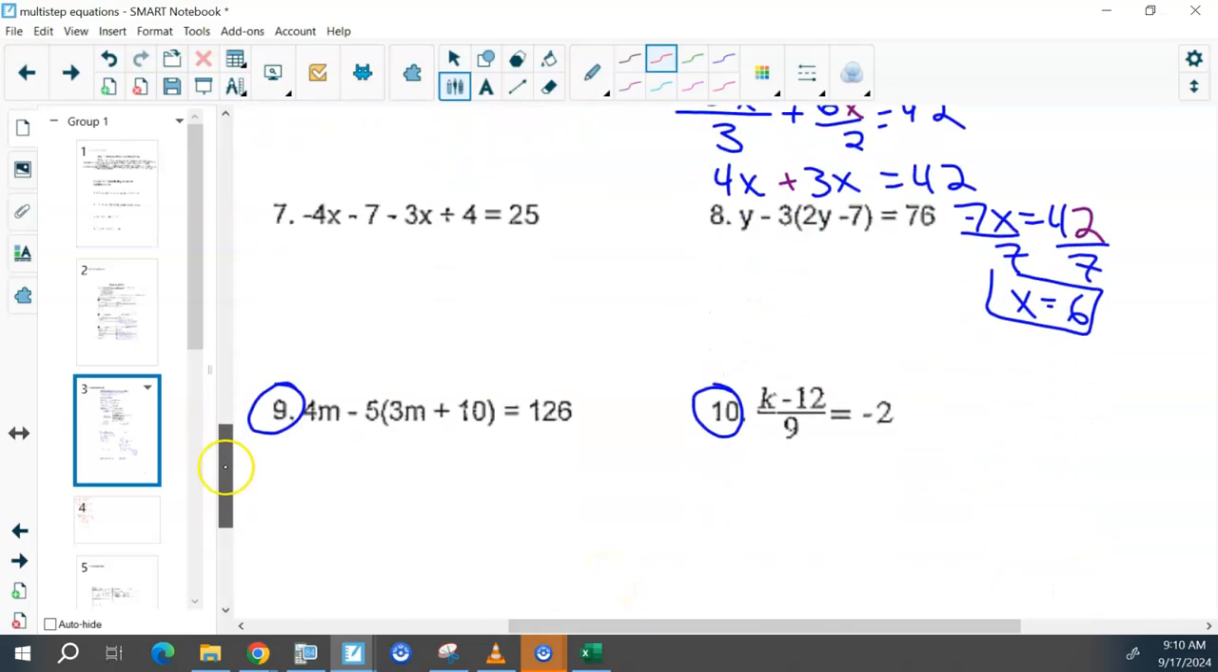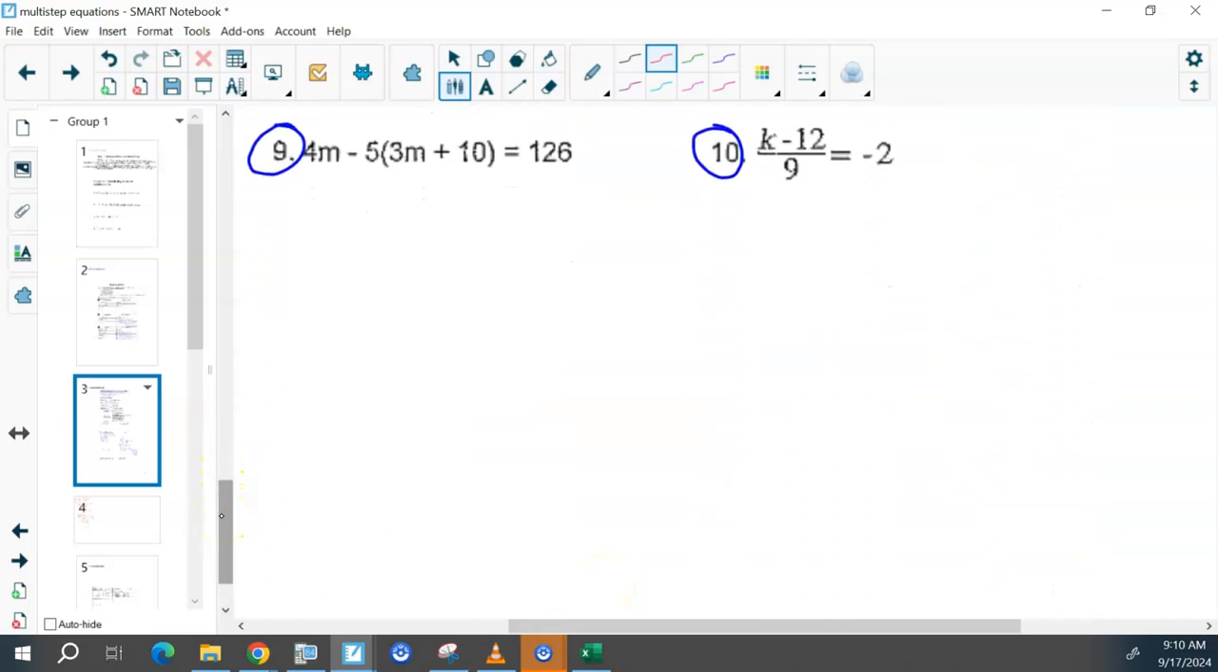We did 6, 9, and 10. So using our steps from above, it said if we can distribute, do that. We have something that's outside parentheses, so we're going to distribute that 5 to everything inside by multiplying. So we have 4m minus 15m minus 50 equals 126. And then we have like terms, so we can combine them, do exactly what it says. 4 minus 15 to get what? Negative 11m. Don't forget your variables.